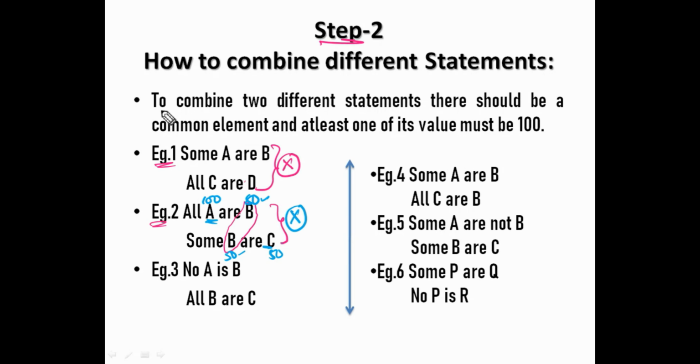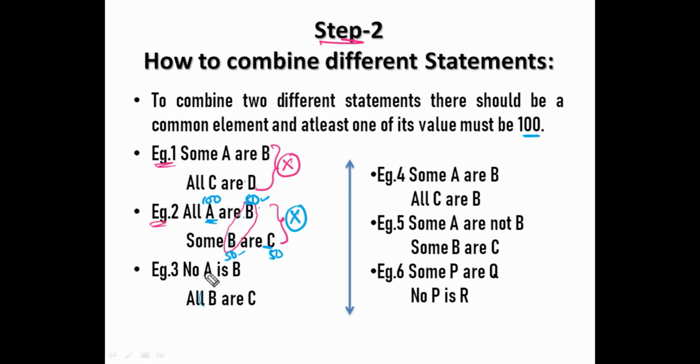To combine two different statements, there should be a common element, and at least one of its value must be 100. Both hundreds also okay, no problem, but at least one must be there. Okay. Now check this one. Can you combine these two statements or not? Yeah, now we'll check that one.